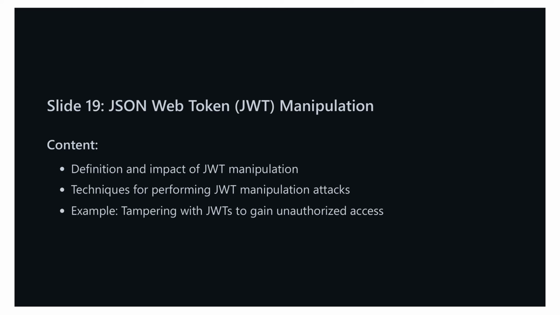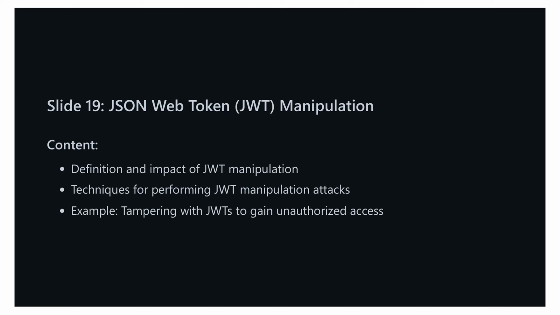Techniques for performing JWT manipulation attacks often involve exploiting weaknesses in the JWT implementation or misconfigurations. For instance, attackers might alter the payload data or modify the signature if the secret key is weak or improperly handled. An example of JWT manipulation could involve tampering with a JWT to escalate privileges within an application. For illustration, an attacker could change their user role from user to admin within the payload if the signature verification process is flawed or if the algorithm is weak. Understanding JWT manipulation is essential for both offense and defense in application security.